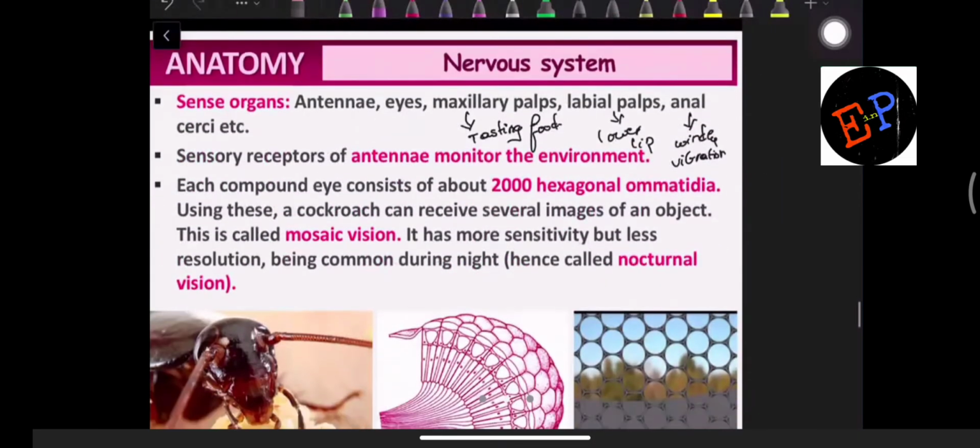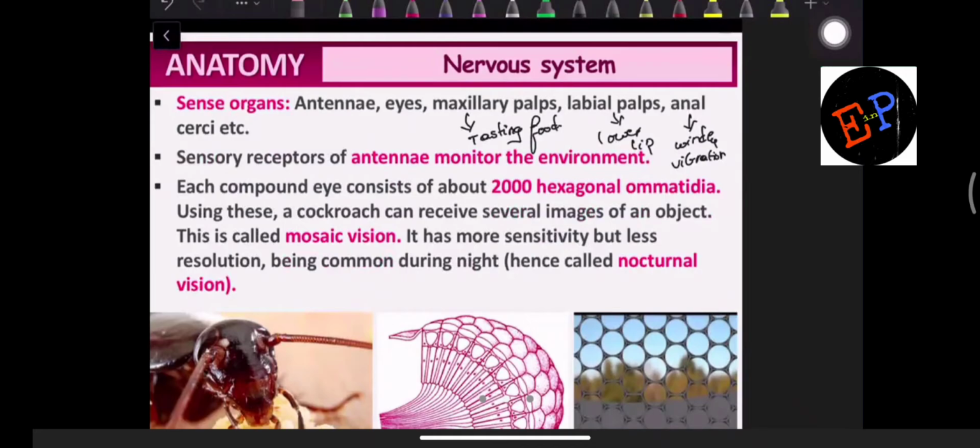Clear? Next, the sense organs. What are the sense organs present in the cockroach? A pair of antennae, compound eyes, and maxillary palps. What is the function of the maxillary palps? The function of the maxillary palps is tasting the food material.